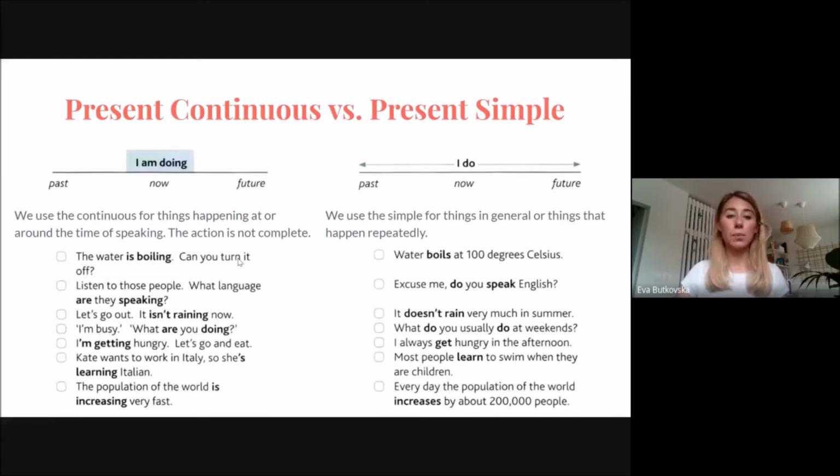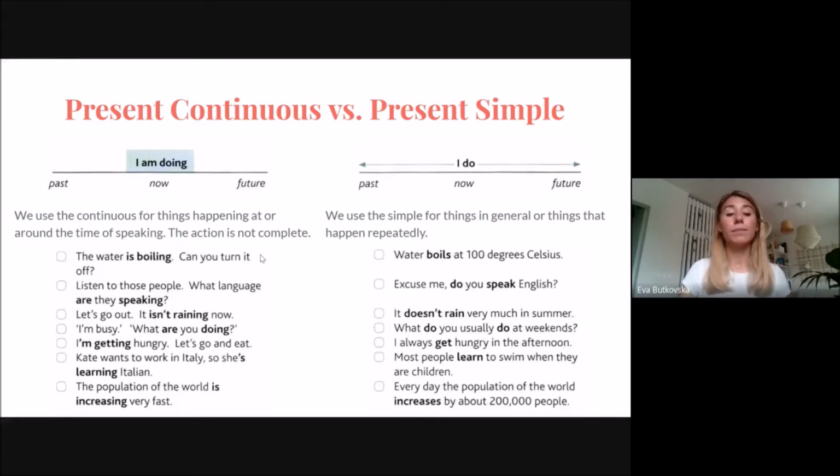Listen to those people. What language are they speaking? You can hear them, so you're asking, what language are they speaking? But if you ask, excuse me, do you speak English? It's a fact. It doesn't change any minute whether you speak or don't. So I ask, do you speak English?